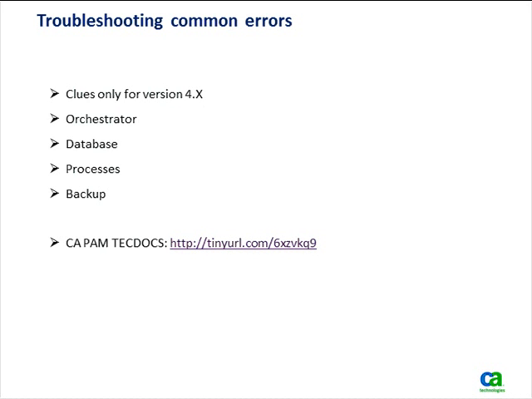Okay, let's see the most common errors when you are dealing with ITSM. We will cover 5 topics. Tools only for version 4.x. It's a little bit different, this version. You have specific situations that we will cover next. Troubleshoot orchestrator errors, database errors, process errors, and how you can make a backup. Then we will see some tech docs, very, very useful.